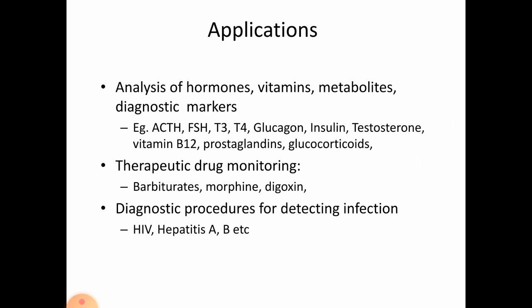Next is the application. It is used for the analysis of hormones, vitamins, metabolites, and diagnostic markers like ACTH, FSH, T3, T4, glucagon, insulin, testosterone, vitamin B12, prostaglandin, glucocorticoids, etc. All this is estimation of these hormones and vitamins. Then other diagnostic markers also. Then it is used for therapeutic drug monitoring. Drugs like morphine, etc., are monitored with the RIA technique.